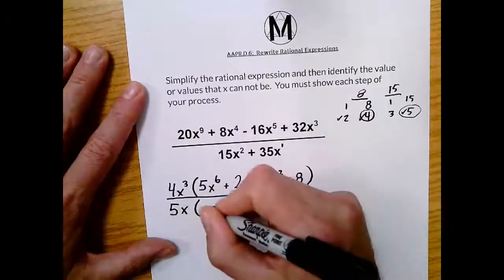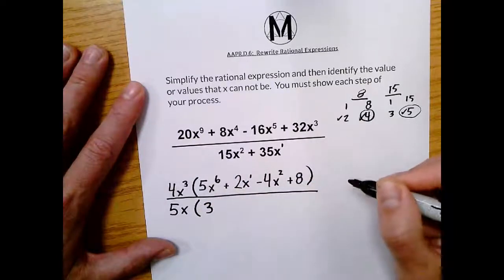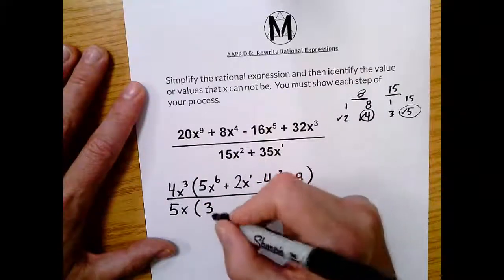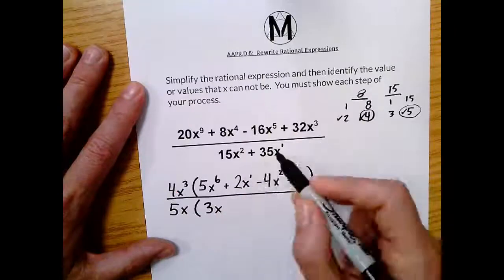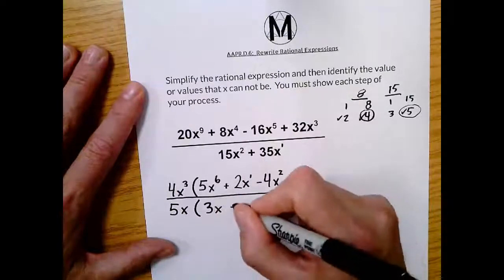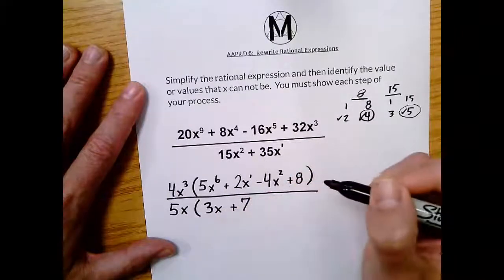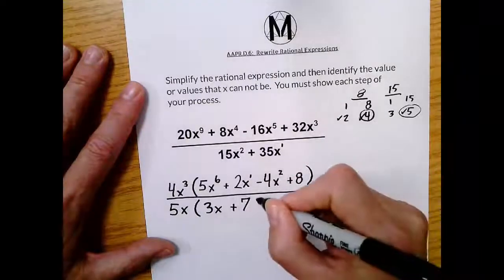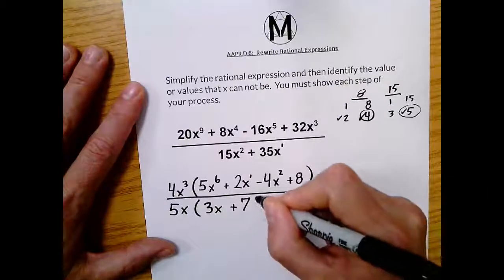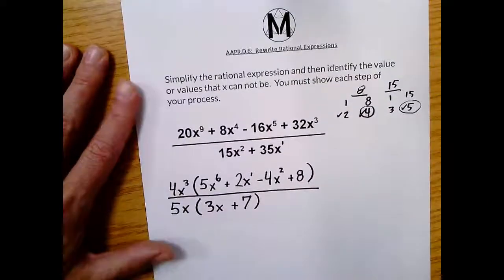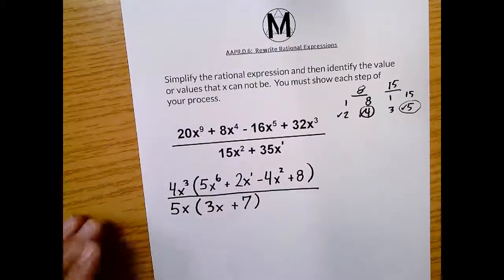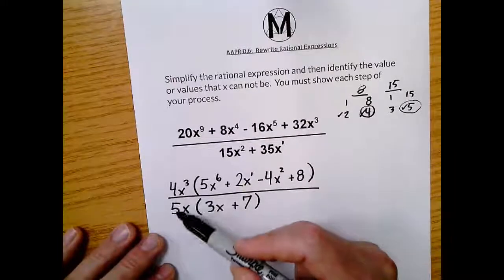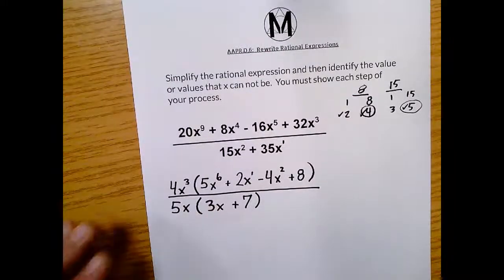15 divided by 5 is 3. Okay. X squared minus x, just an x. And then 35 divided by 5 is 7. Okay. And oh, and the x's go away. All right. There we go. Now, at this point, you might look at this and say, ooh, 4 and 5, no common factors. Ha ha, I'm done.